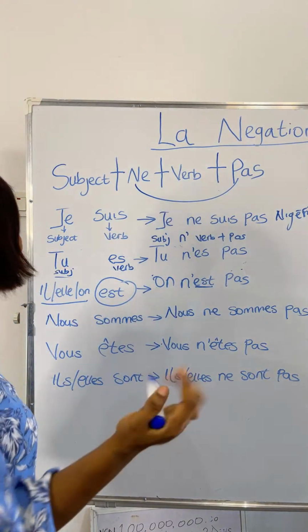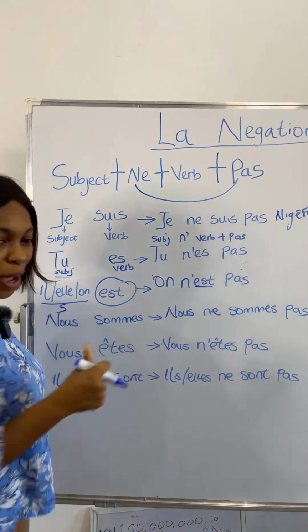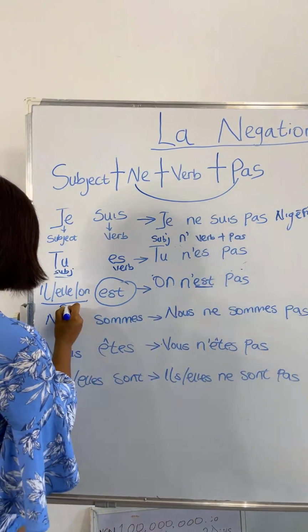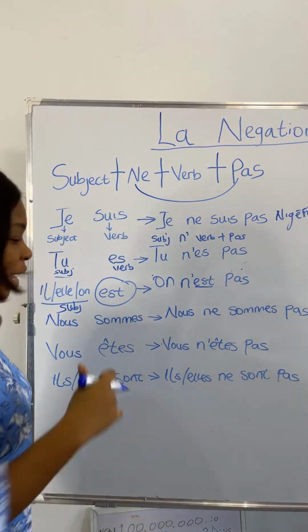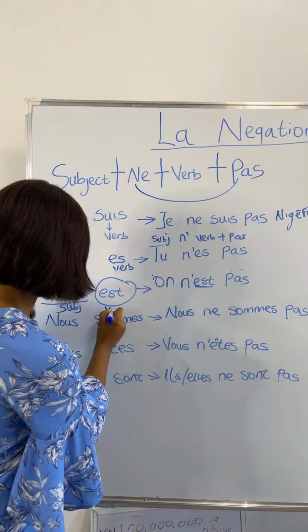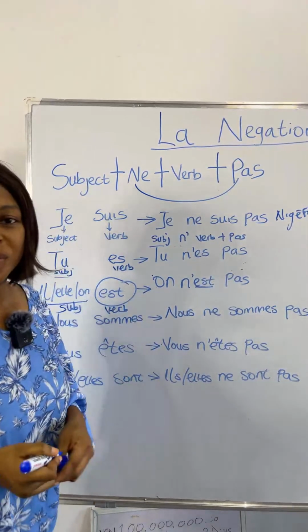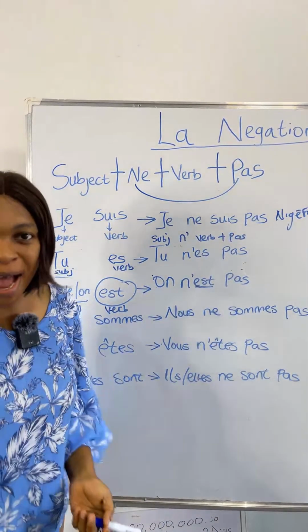Very good. The subject is nous. Ugo, well done. That's good. The subject is nous. Very simple. And then what's the verb? The verb is sommes. Simple.